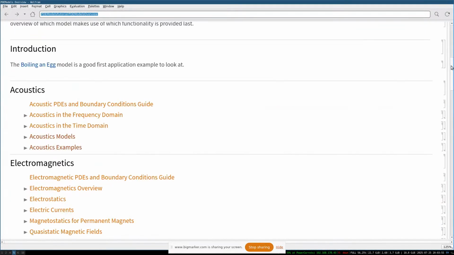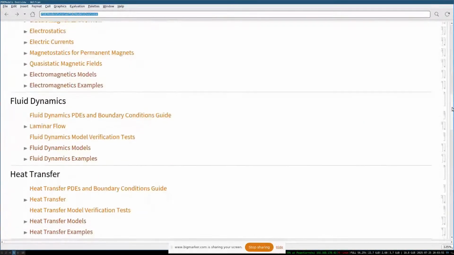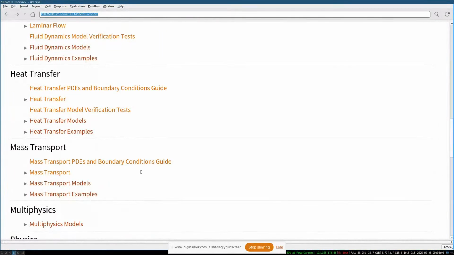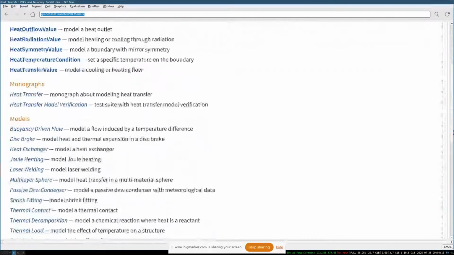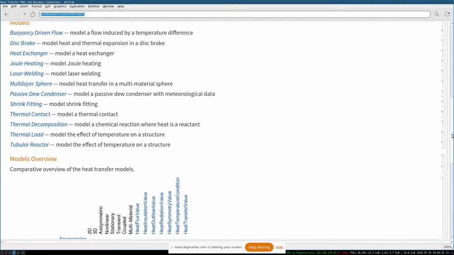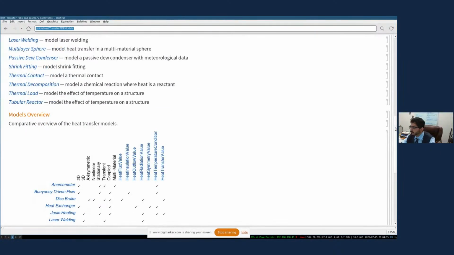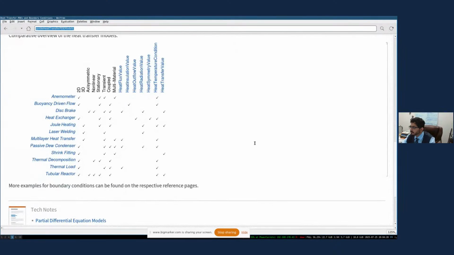And there you find a collection of different fields of physics that we've tackled. So you will find, for example, for heat transfer, the guide page here that has all the functions and boundary conditions that are related to it. There are a few monographs. There are PDE models that we have, and there's a section for overviews on how you can use these different PDE models. So if you have a specific boundary condition, I don't know, heat relation value, you'll see that it's used in the buoyancy driven flow. So that's a bit of an idea of how this overview page works.